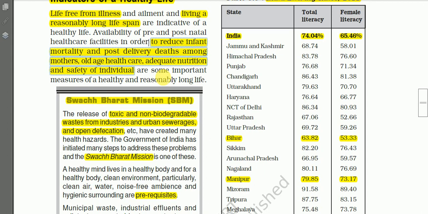Then we must have old age healthcare and adequate nutrition to be provided. Then safety to individuals should be there. So all these are some of the important measures of a healthy and a reasonably long life.